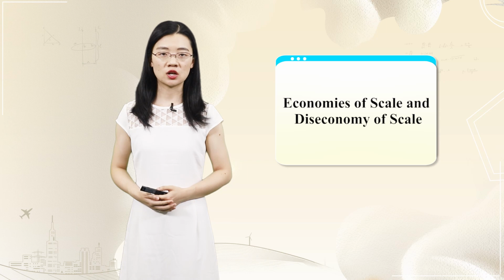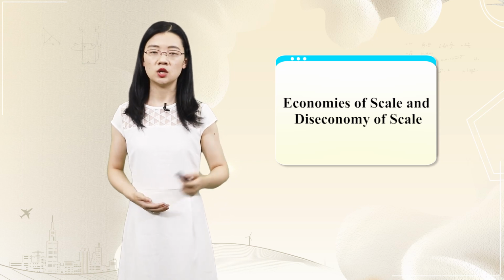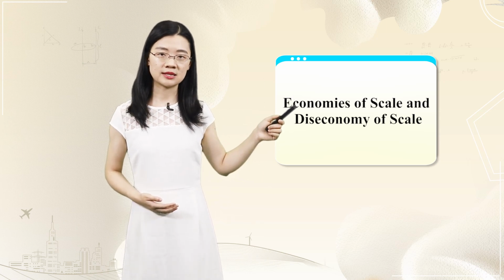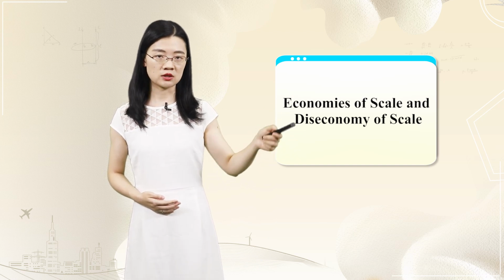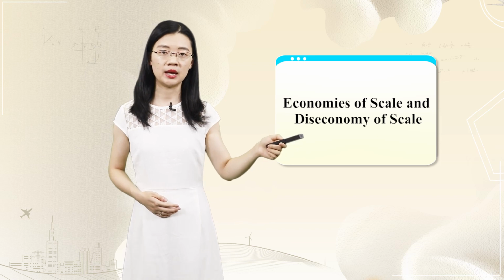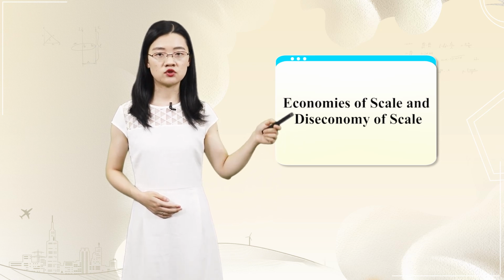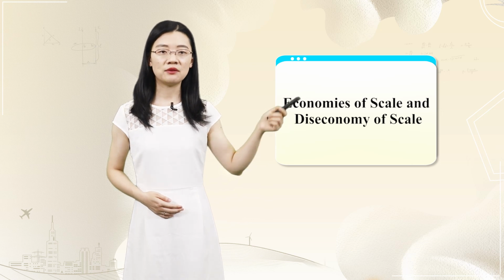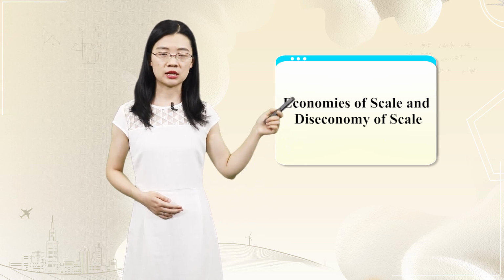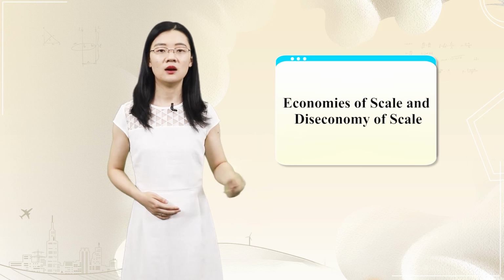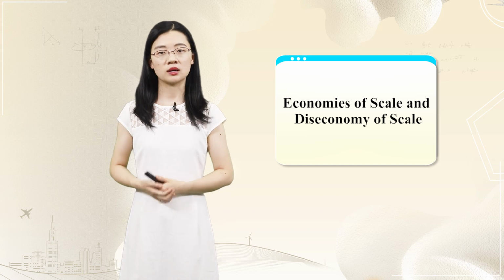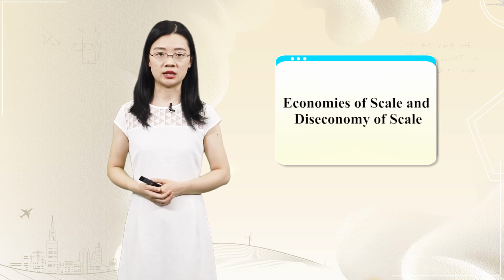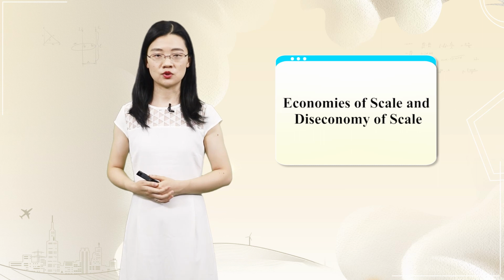The long-run average cost curve will usually be U-shaped, which means that producers can often enjoy economies of scale when the production scale is relatively small, and when the production scale reaches a certain level, they will eventually face diseconomies of scale. Why is that? What causes economies of scale and what causes diseconomies of scale? We will leave this for you to think after class.